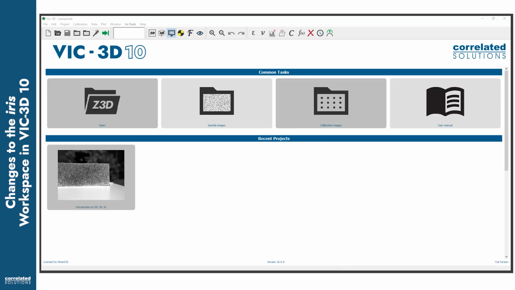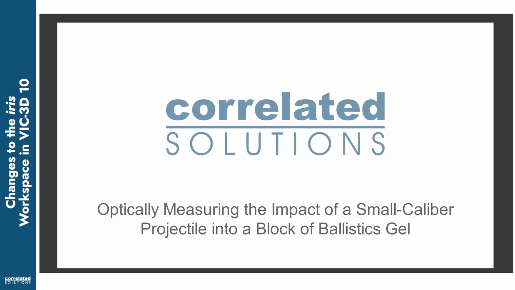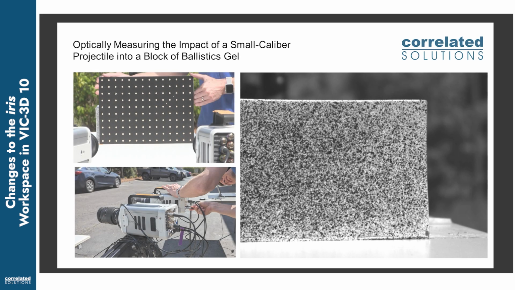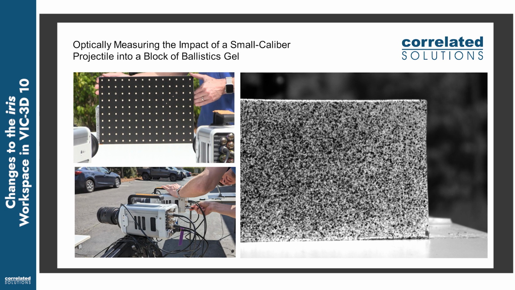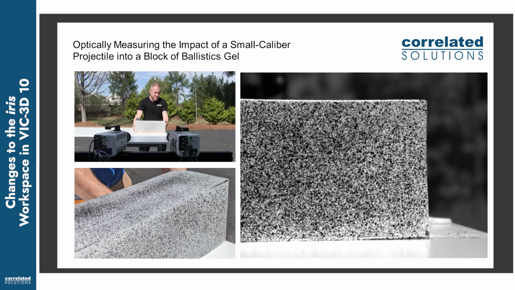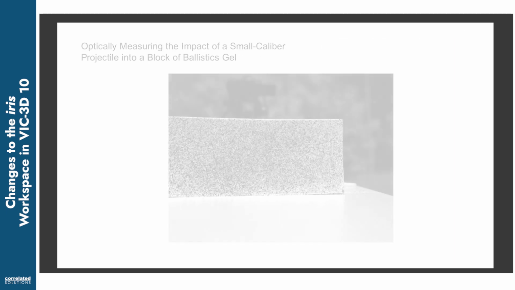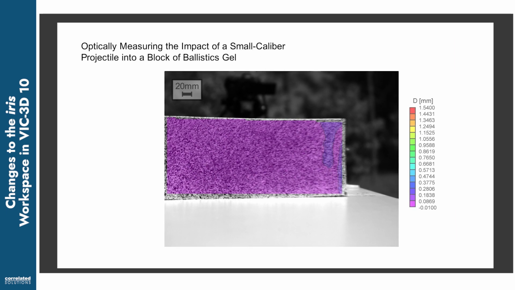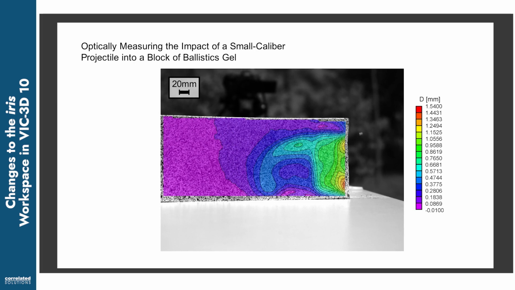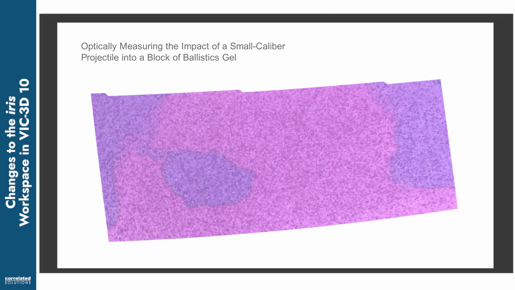We'll pick up our previous project showing the impact of a small caliber projectile into a block of ballistics gel. To illustrate some of these changes, we'll be working with a simple presentation recently exported directly from Iris in VIC-3D 10. It features text, images, 2D and 3D data, and an image sequence arranged over several slides. Now, let's look at how that was produced in Iris.